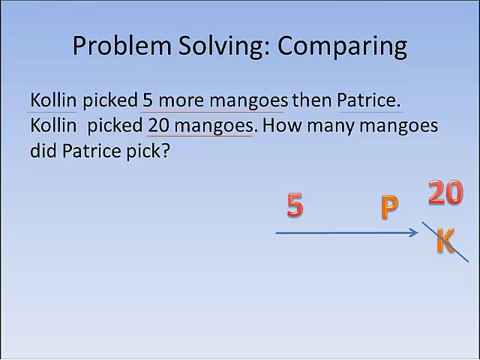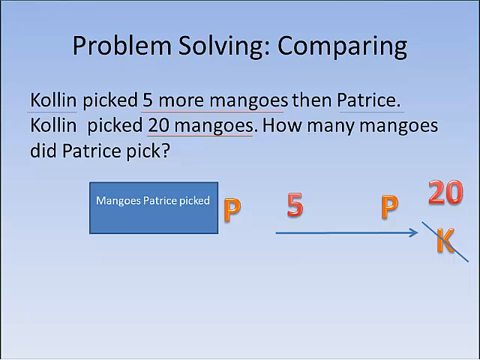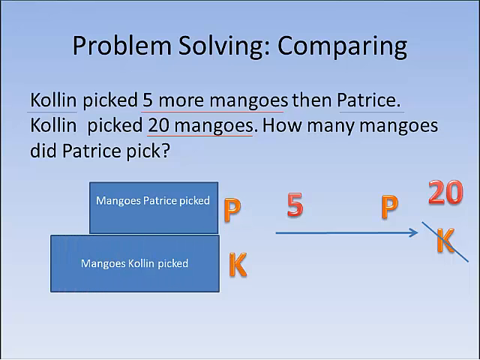First, we need to find out what our variables are: mangoes Patrice picked and mangoes Colin picked. The next step was to determine what our known numbers are. Colin picked 5 more mangoes, so that shows here. And Colin picked 20 mangoes.